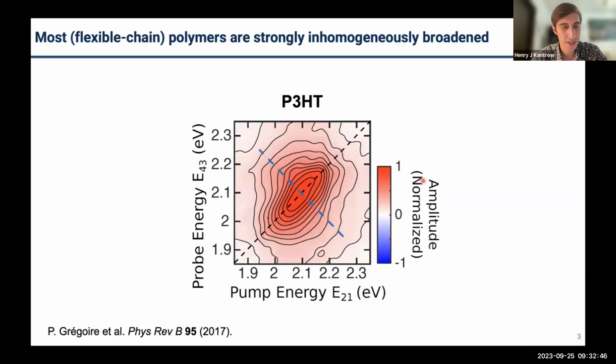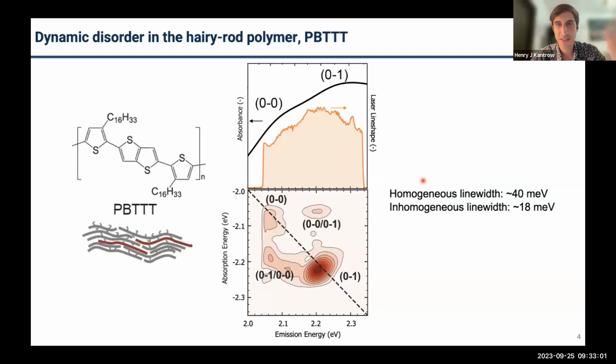From this, we started to look at the case of PBTTT, to understand the situation where we think we have less static disorder due to local homogeneity: how does that affect the interplay between static and dynamic disorder? Long story short, what we see in the case of PBTTT is a highly dynamically disordered energy landscape.